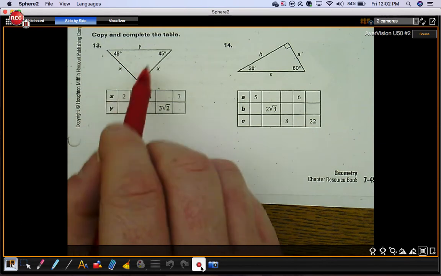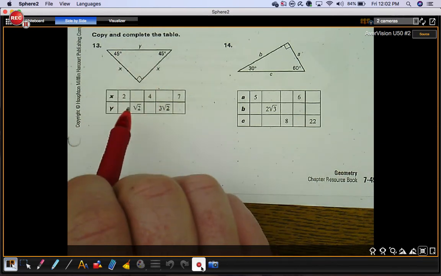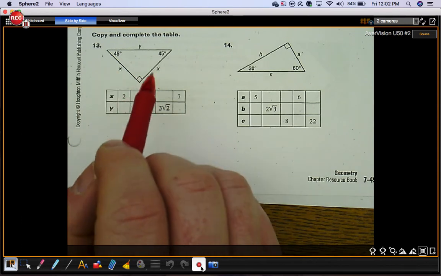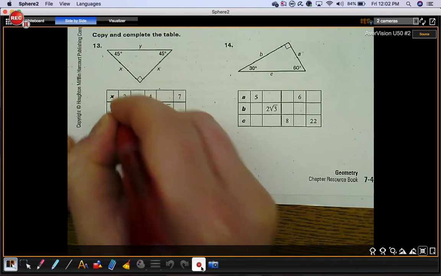Now, this uses a table, so you can do a whole bunch of problems just by looking at this one model. So if x is 2, those are your legs, how long is the hypotenuse? It would be 2 square roots of 2.